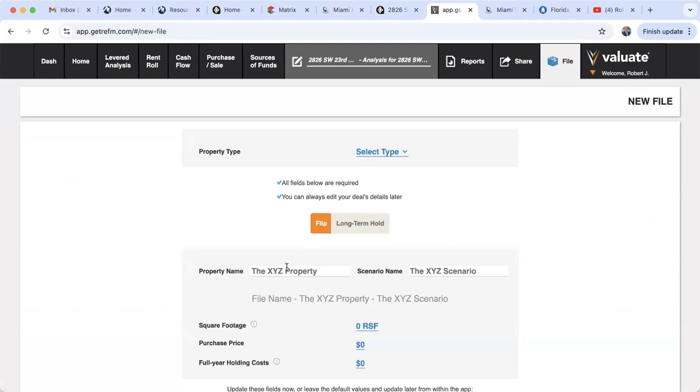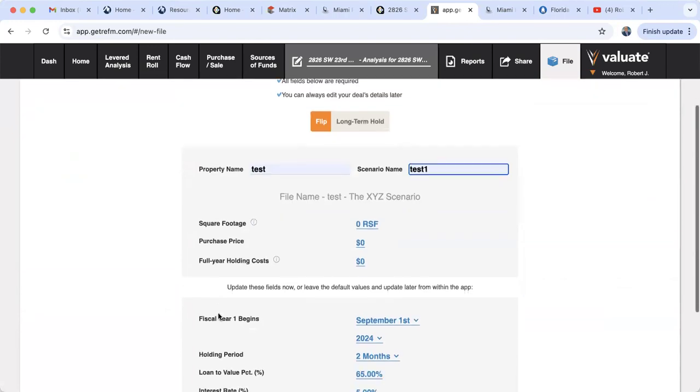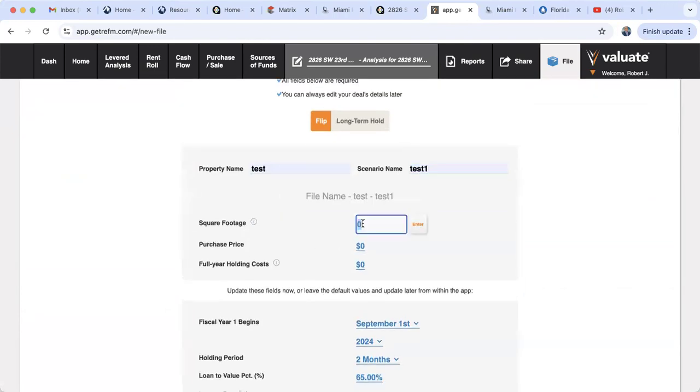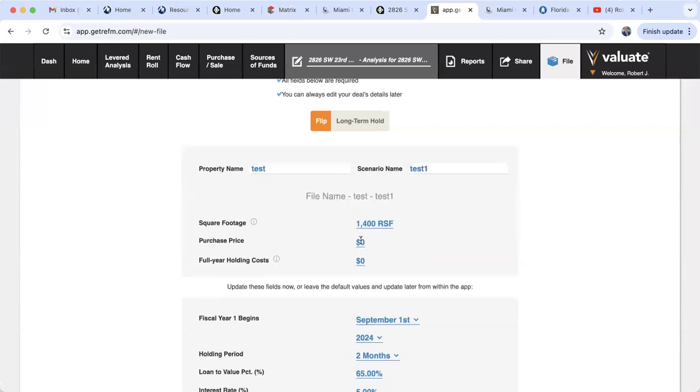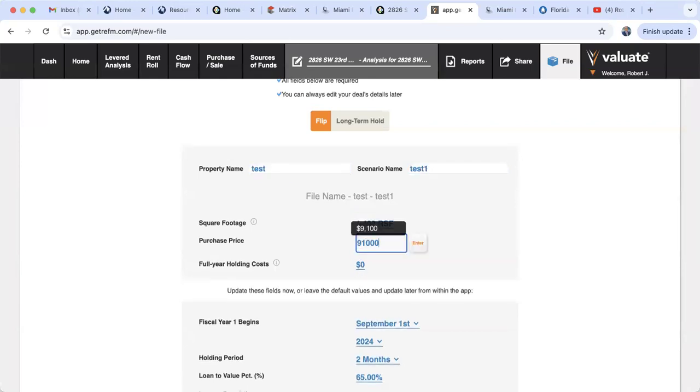Long-term holds. Just gonna call this test 1. And then this is a home that's 1,400 square feet. Purchase price, we said it's gonna be $910,000.